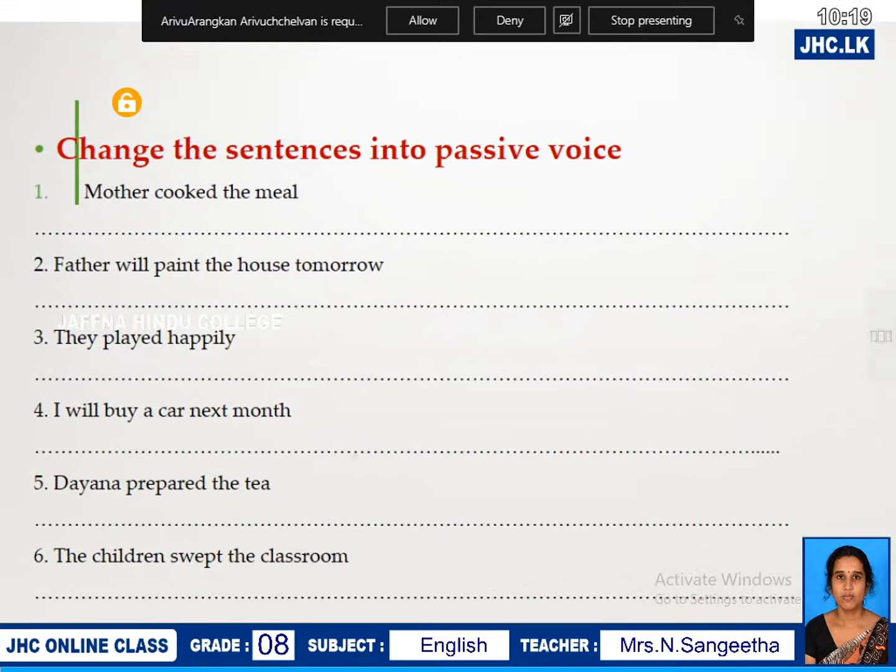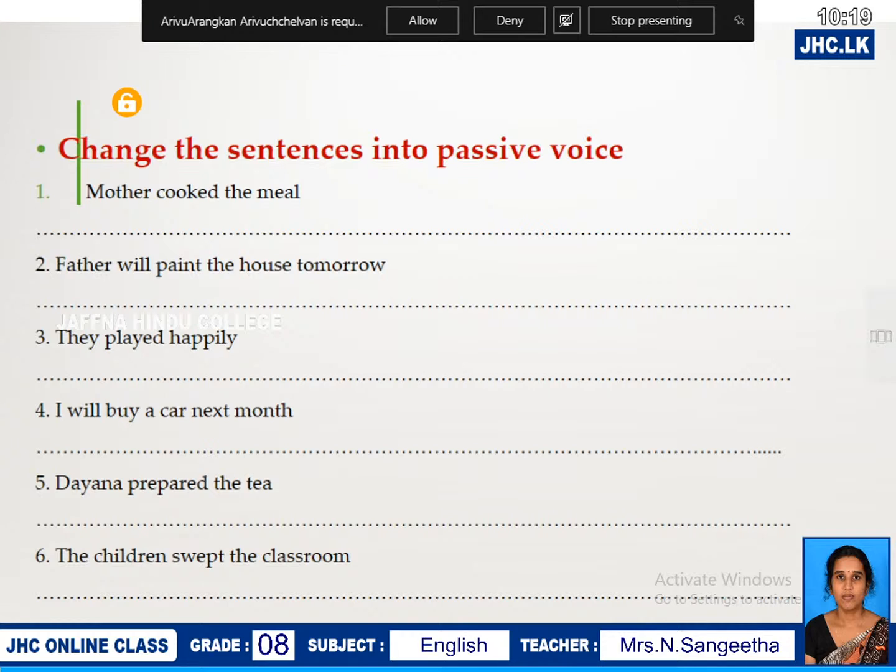Right. Now there's an activity. You have to change the sentences into passive voice. Before that, you have to consider in which tense they have been given. Because they didn't say anything else in the instruction, before changing a sentence you have to consider the tense. Right, so you can try them out. Don't copy the questions, you can copy and write down the answers.